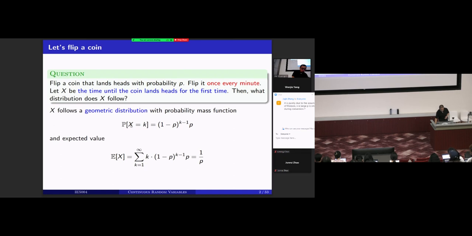Then the probability that X is equal to K minutes should follow this expression, right? Because it means that the first K minus one flips are all tails, and the last one is heads. And also, what is the expected value of X? What is the expected time until you see the first heads? As I explained previously, it is just 1/P, right? So there's nothing new, which is just a trivial question.